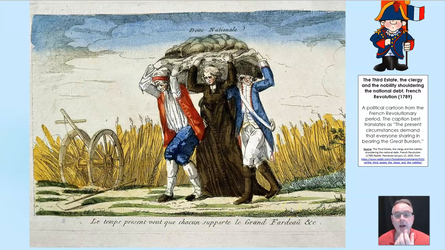So I hope you annotated and thought about that a little. The caption is really interesting here. The caption is quite long under there, and if you were to put it into a translation tool, it doesn't quite capture the meaning. It essentially is saying that the present circumstances are so desperate in France in 1789 that it's up to all of the estates to work together to share in carrying the burden.